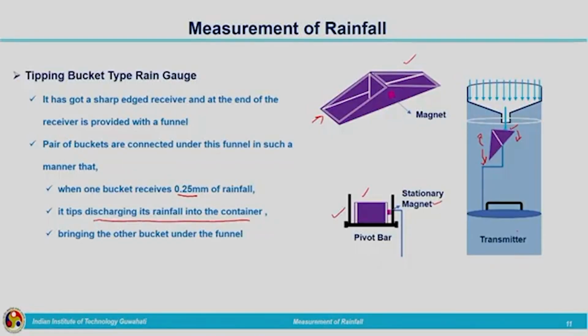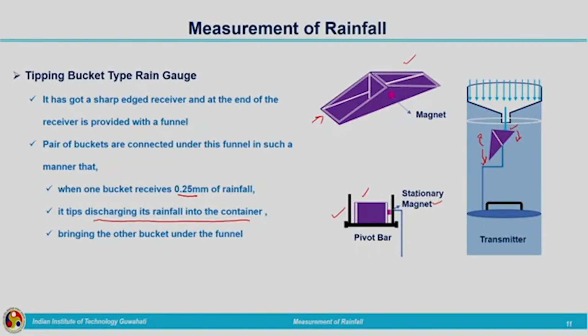A pair of buckets are there. One bucket is getting filled up, that is, 0.25 millimeters of rainfall is collected in one bucket. Once it is filled, the seesaw action takes place, that bucket tips and discharges the water to the container, and the second bucket comes under the funnel. And for the readings, whenever each tipping takes place, it is noted down by this transmitter.